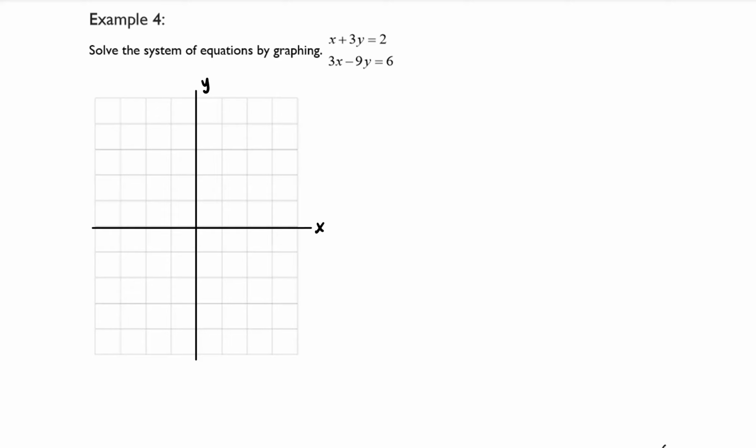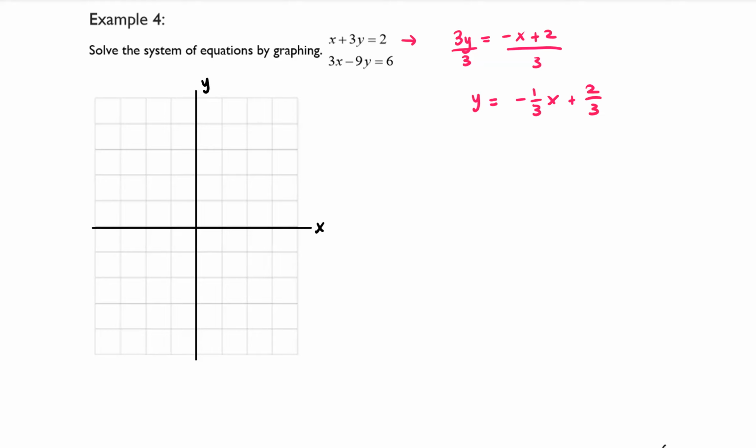Example 4 wants us to solve the system of equations by graphing x plus 3y equals 2 and 3x minus 9y equals 6. Let's go ahead and put these into slope-intercept form. If I subtract x on both sides, I get 3y equals negative x plus 2, and then I want to divide both sides by 3, and we get y equals negative 1/3 x plus 2/3.